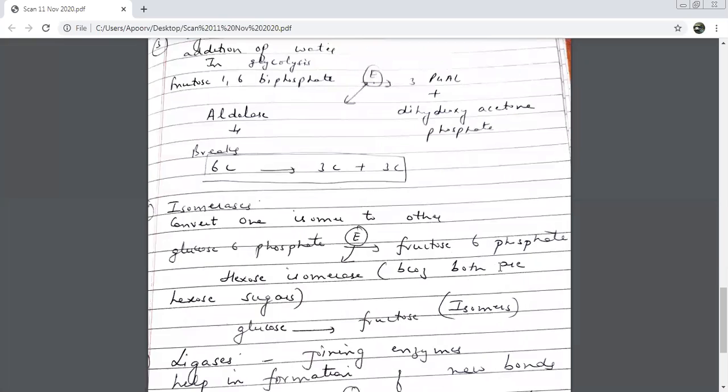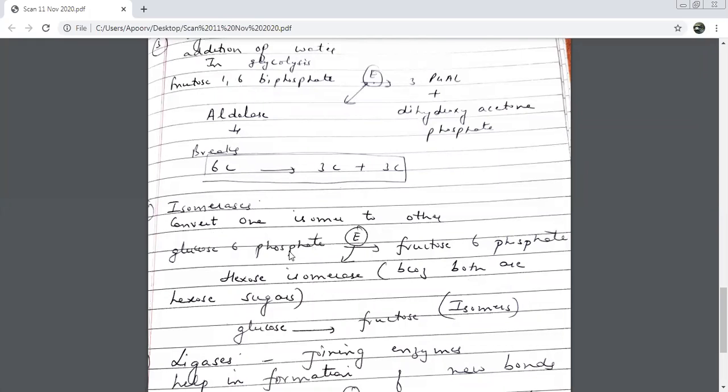EC5 isomerases. They convert one isomer to another. The name itself tells you: isomerases. For example, glucose 6-phosphate. I'm talking about the substrate glucose 6-phosphate. And there's an enzyme, hexose isomerase. If this enzyme is present, your glucose 6-phosphate will change into fructose 6-phosphate.